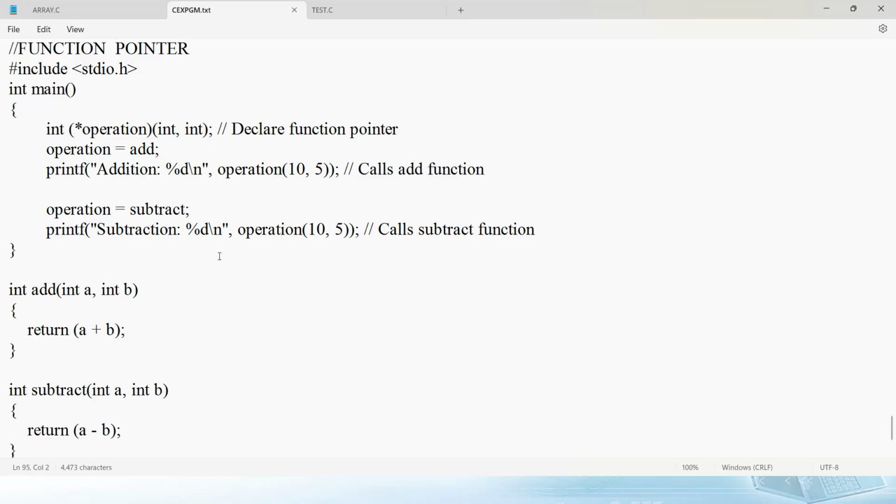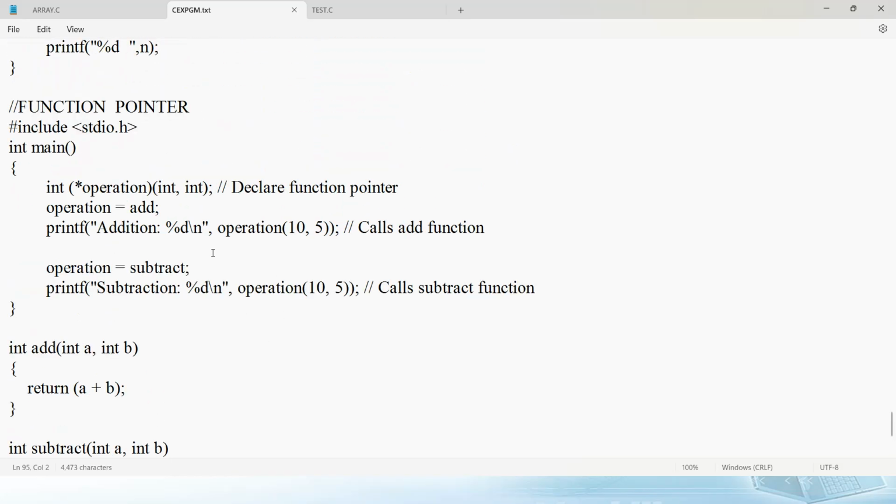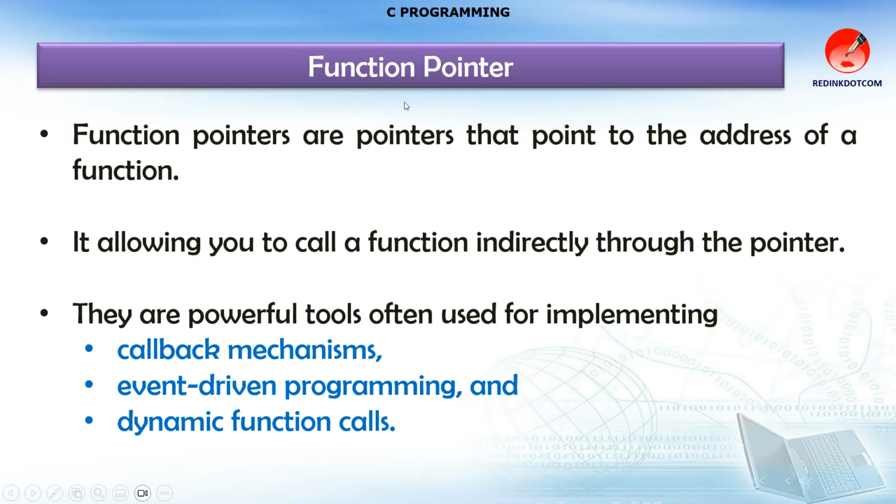So when we execute this program, we can get the output like this: addition 15 and subtraction 5. So using the runtime, we can call the appropriate function that can be achieved by the function pointer. This function pointer concept can be used in callback mechanisms, event-driven programming, and dynamic function call.